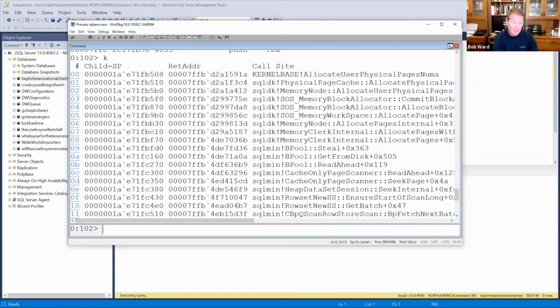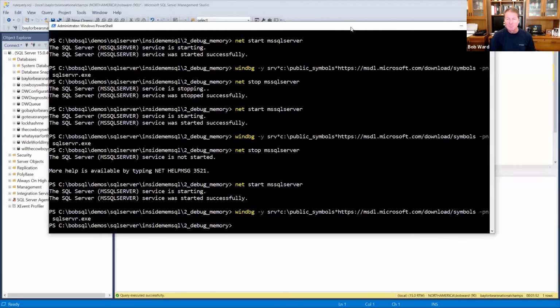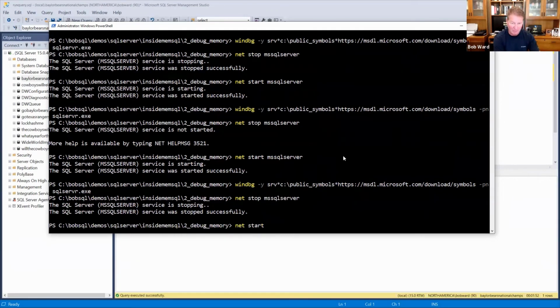Okay, let's detach and do this a different way. Now I'm going to use an undocumented trace flag. Oh no, Bob, why are you doing that? Because I don't want to go through changing the lock memory privilege for my process. So instead, I'm going to stop the server, and then I'm going to use an undocumented trace flag that forces us to use the conventional memory model. Okay, that's T835.